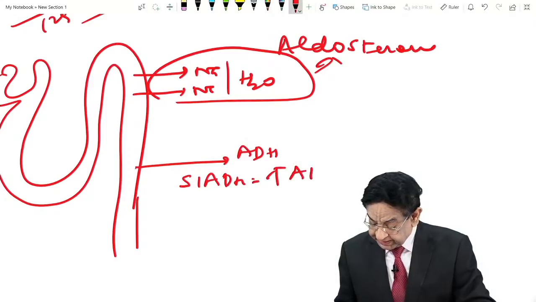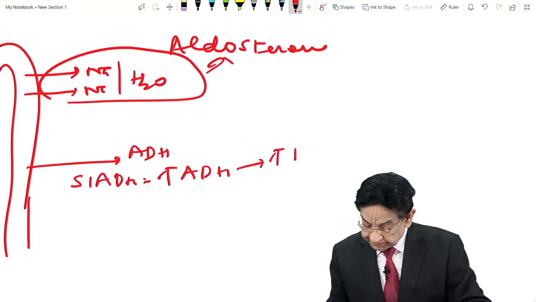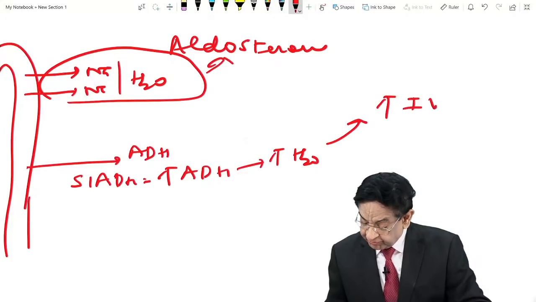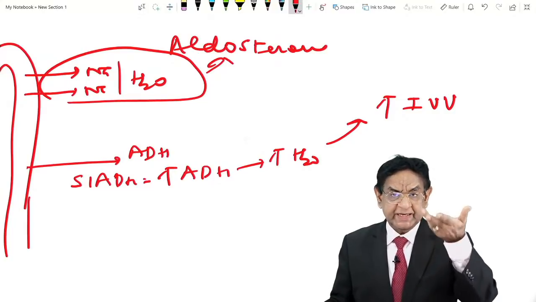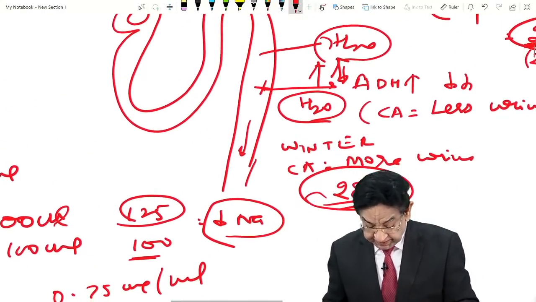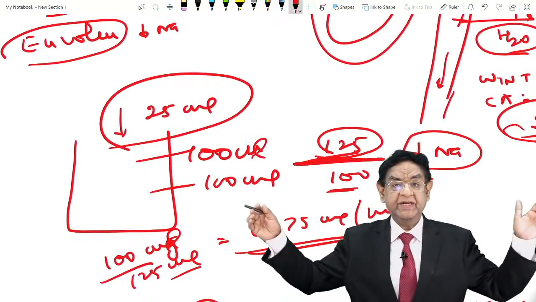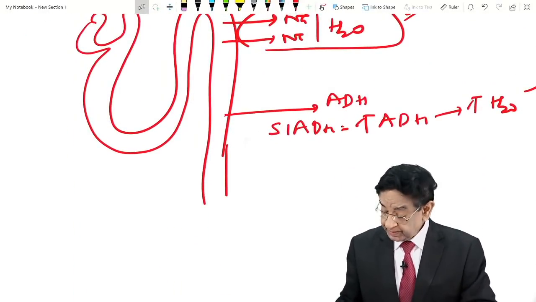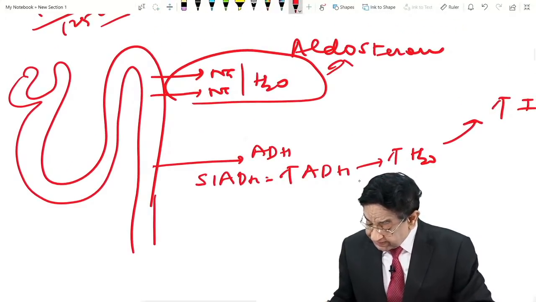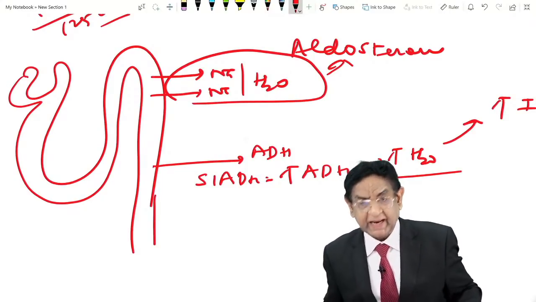there is excess of ADH, and that leads to excess water reabsorption, and that leads to increased intravascular volume, the same way as in the previous example. In the previous example, we added 25 ml more water and it became 125. The volume has increased. Agreed. Same thing here also.